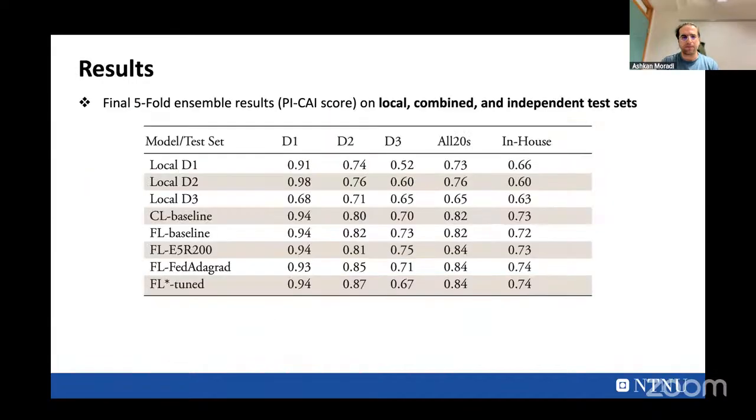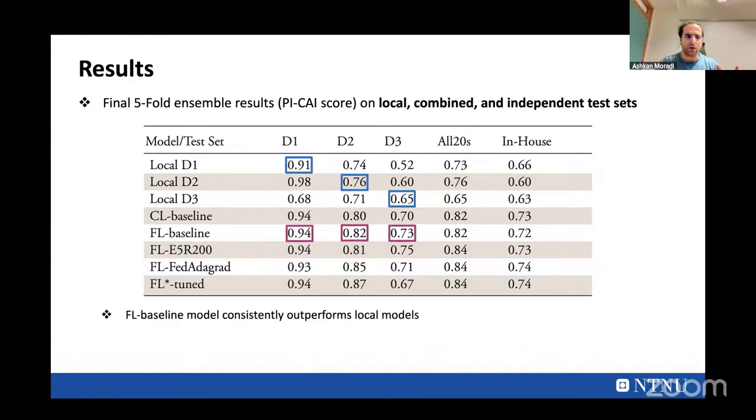Based on the metric that we have, here in this table, you can see the different models trained in the first column, and on the first row, you see the different test sets. And the numbers show the PKI score, which is the average of the patient level and lesion level metrics. So D1, D2, D3 show the local test sets. All 20s is all these 20-case local test sets combined together, and the in-house is the 200 cases that we used.